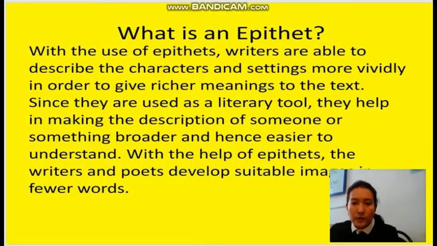What is an epithet? With the use of epithets, writers are able to describe the characters and settings more vividly, in order to give richer meanings to the text. Since they are used as a literary tool, they help in making the description of someone or something broader and hence easier to understand. With the help of epithets, the writers and poets develop suitable imagery with fewer words.